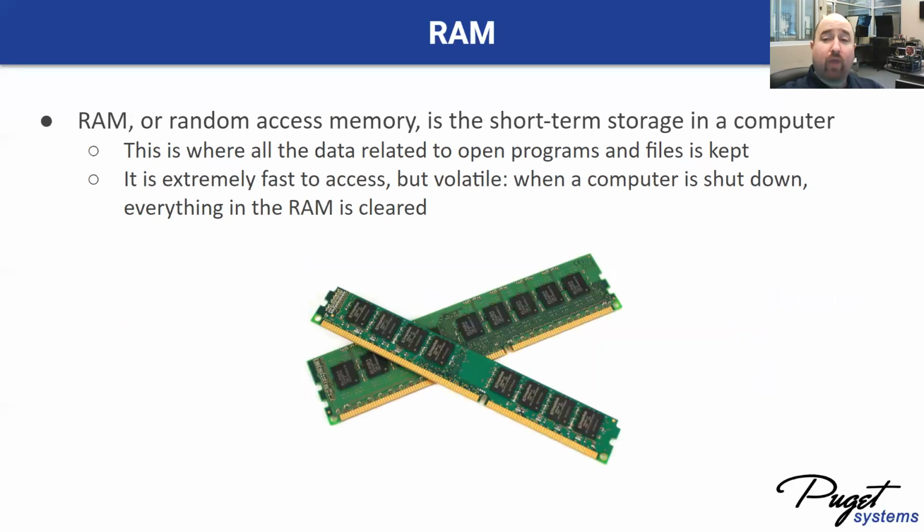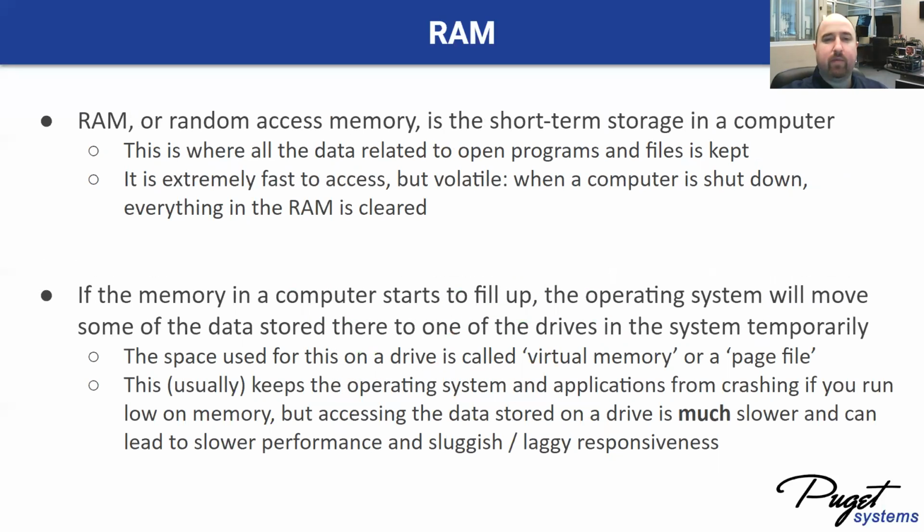Moving on then to RAM, which stands for random access memory. That's the short-term storage on a computer. It's where all the data that's related to the operating system and open programs and files is stored. It's extremely fast to access, but it's volatile. So when the computer shuts down, everything in the RAM is cleared. Again, I apologize if this is stuff folks already know, just trying to give some basics here.